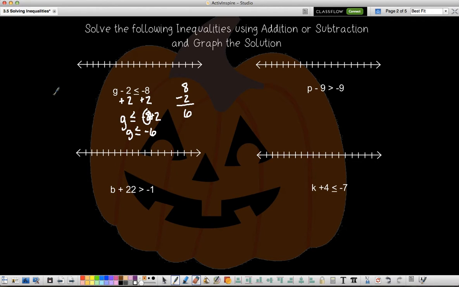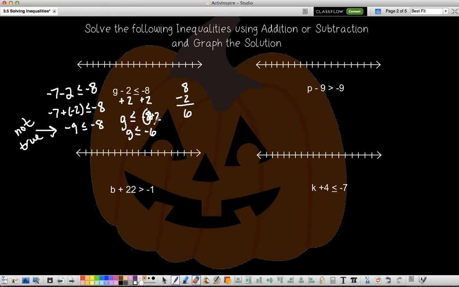So let's take a look at that. Let's put in negative 7. If I do negative 7 minus 2, does that stay less than or equal to negative 8? Negative 7 minus 2 is the same thing as negative 7 plus negative 2, and I get negative 9 is less than or equal to negative 8. So that is not true. So since it's not true, I know that my solution works, because the second that I used a number bigger than negative 6, my inequality wasn't true. So as long as I use any number smaller than negative 6, it will be true.